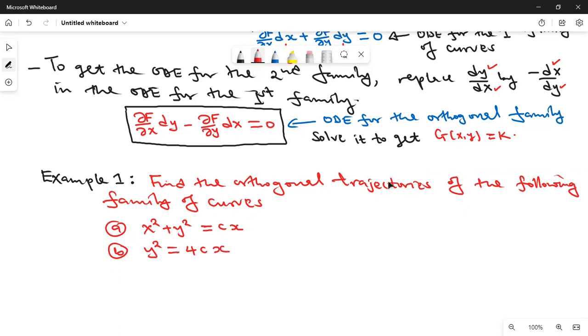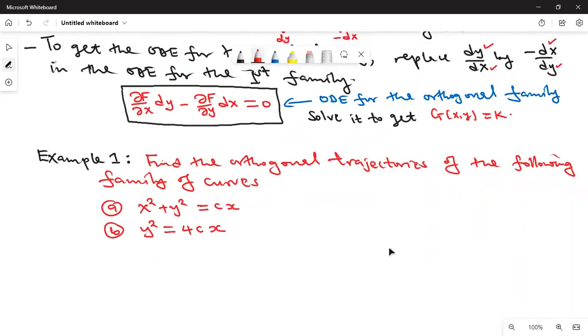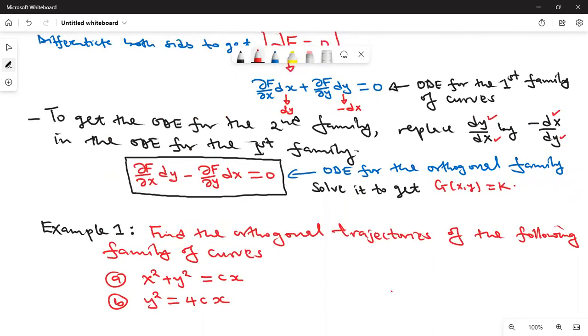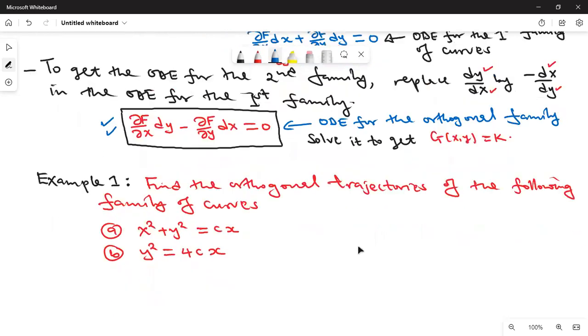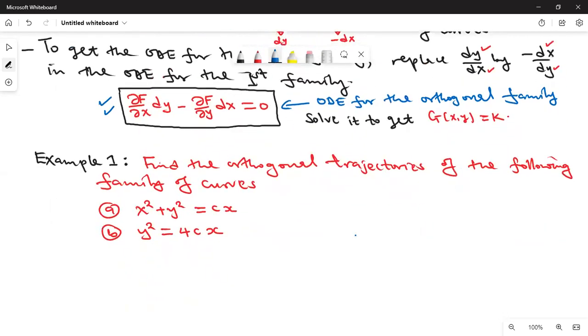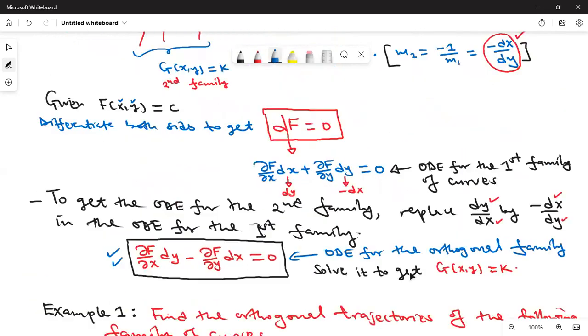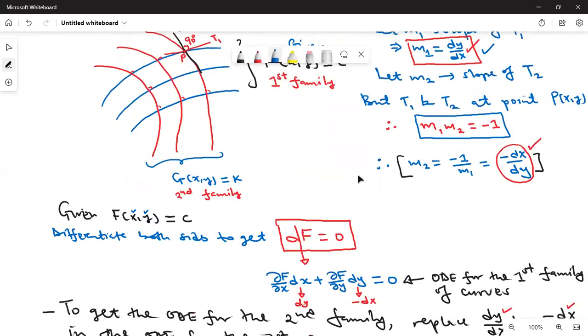So let's find the orthogonal trajectories. Of course, what you need to take note of is that the ODE that you need to solve is this one. So we need to find the partial derivative of f with respect to x and also with respect to y. Then you substitute into this ODE and solve it to get the required orthogonal trajectories. So part A, solution for part A. Remember, the function f must be equal to a constant.